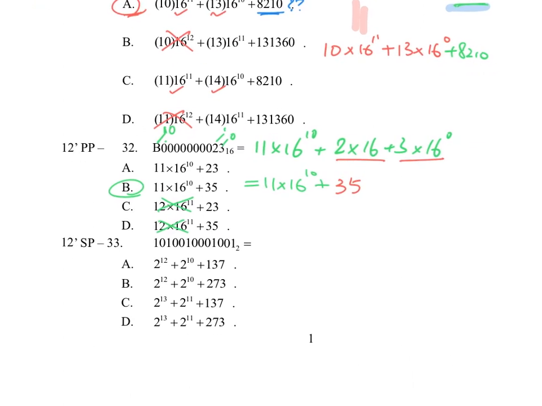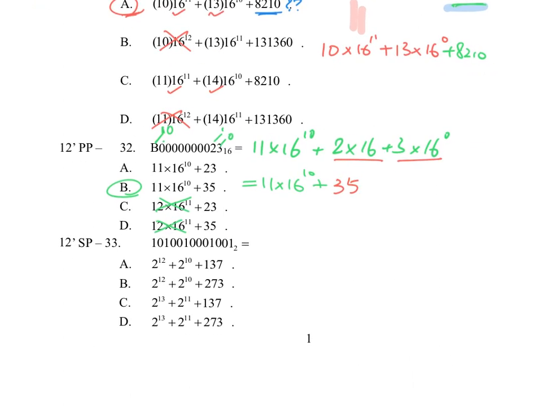The last example we have here is about binary. Again, our first job is to note the place values. We have power 0, power 1, 2, 3, 4, 5, 6, 7, 8, 9, 10, 11, and 12. We can ignore all those zeros because they mean nothing. Finally, you have 1 times 2 to the power 12 plus 1 times 2 to the power 10, 1 times 2 to the power 7, 1 times 2 to the power 3, and 1 times 2 to the power 0. That's why you may cross out C and D.